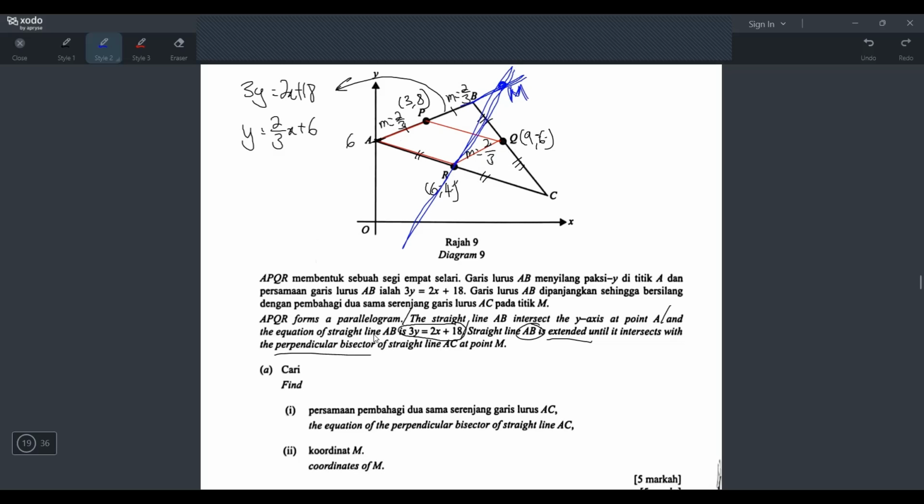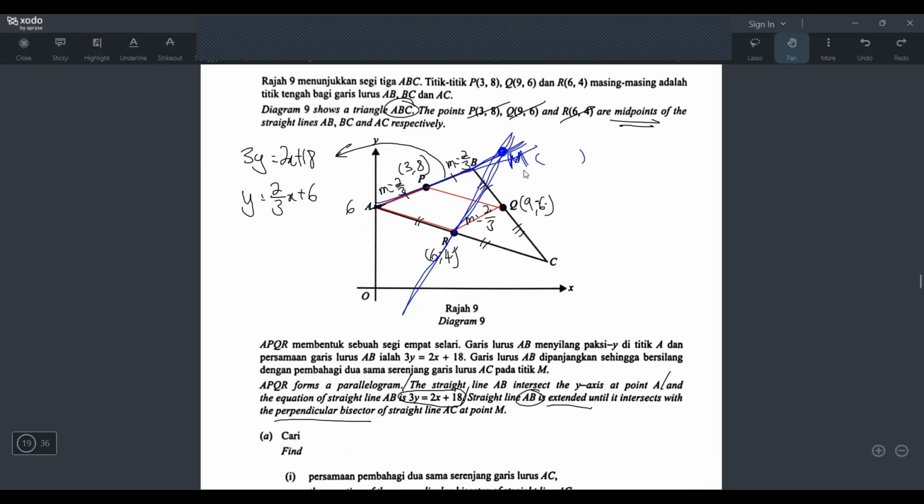Okay, and how to find this point M? Actually, ada cara. You can use the equation of this line and the equation of this line, and then do simultaneous. Yeah, because you are finding intersection point, right? So you can do simultaneous to get the intersection point, right? So I repeat one more time. AB is extended. So panjangkan until intersects with perpendicular bisector of AC at point M. So AC is this line, right? So the perpendicular bisector means you have to cut this in half.